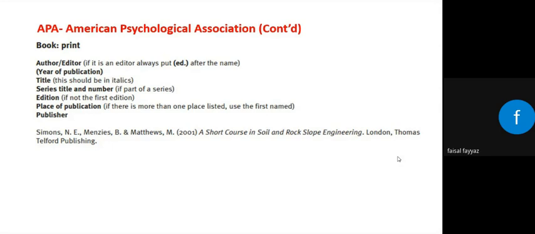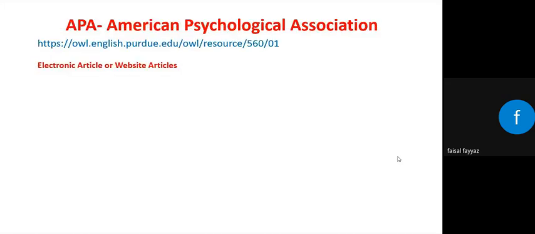provide the name. So here underneath it is again an example: Siemens NE, Menzies B and Matthews M 2001, A Short Course in Soil. So this one is your title, and after that there is London, where it was published, Thomas Telford Publishing. So this one is basically your place of publication or publisher name. So in this way you can do this thing.